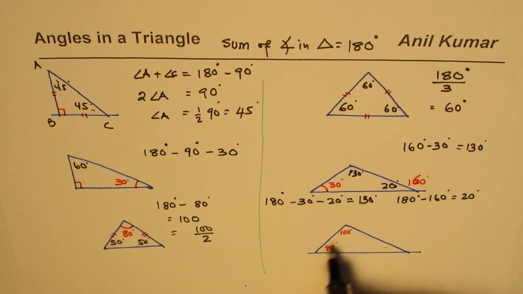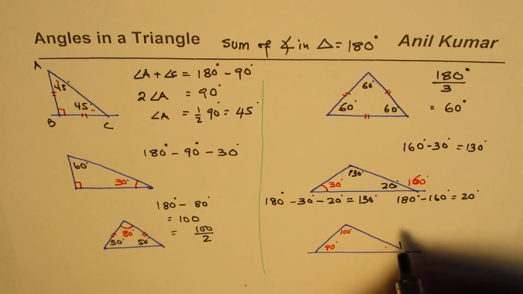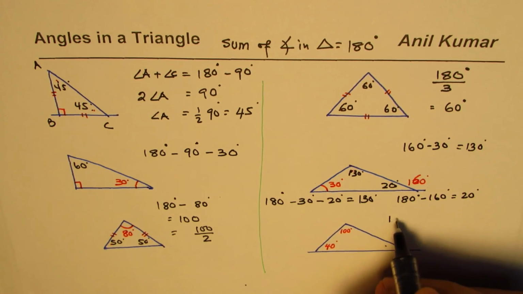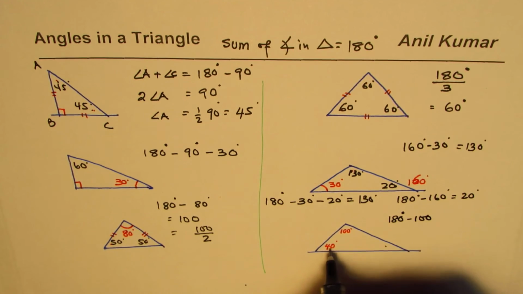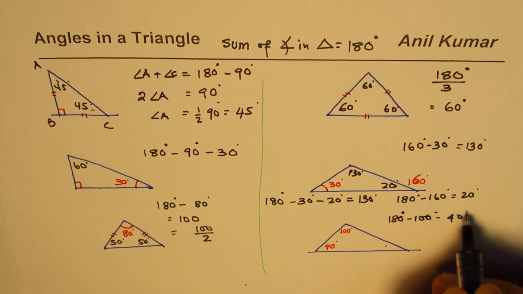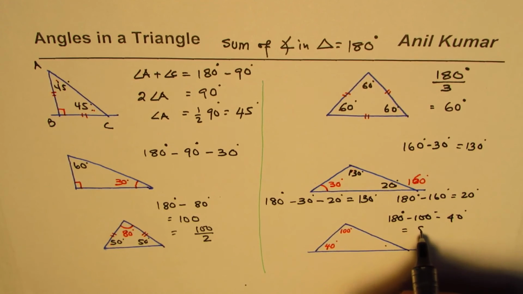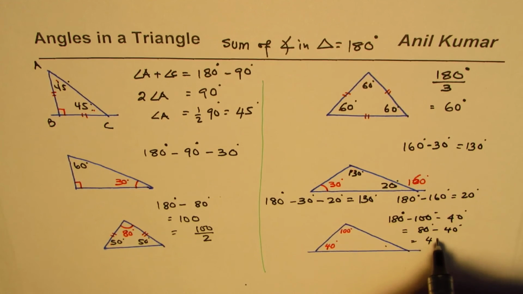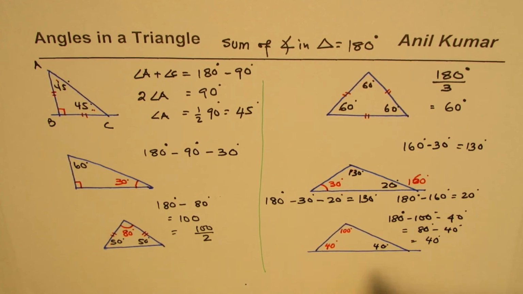The last one here, we are given 2. We have to find the third one. So the sum of 3 is 180. So start with 180 degrees, take away 100, and then take away 40. Okay. So when you take away 100, you get 80. So from 80, take away 40 degrees. You are left with 40 degrees. So this angle is 40 degrees.